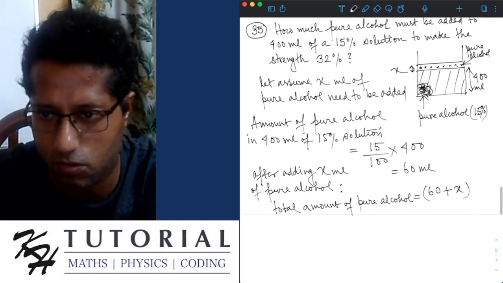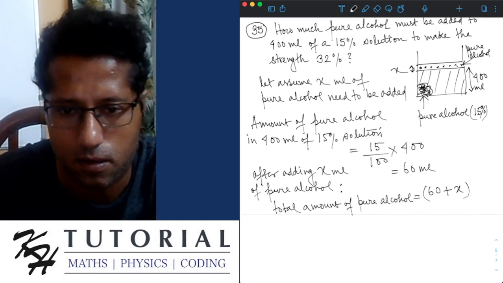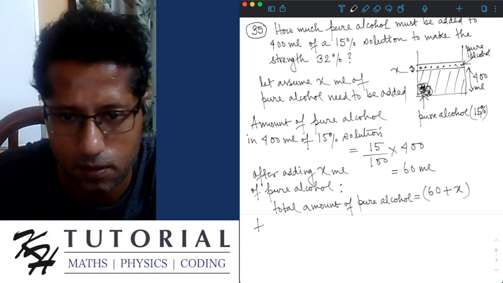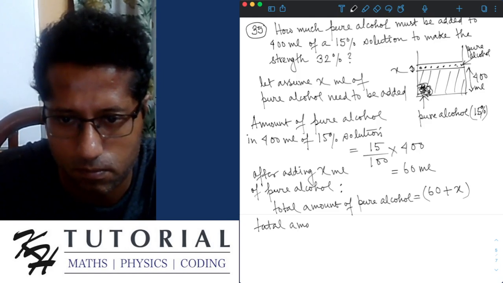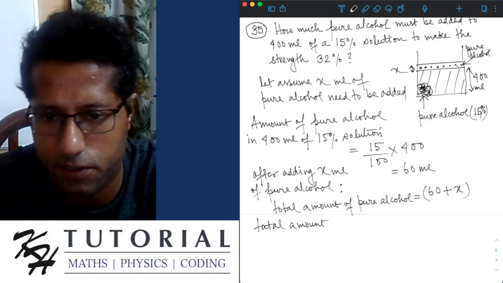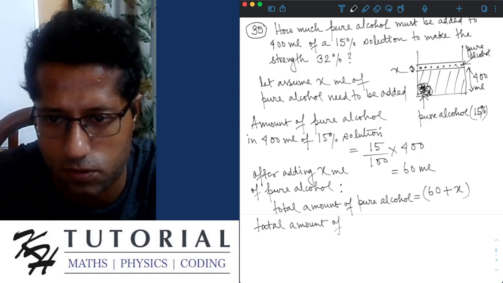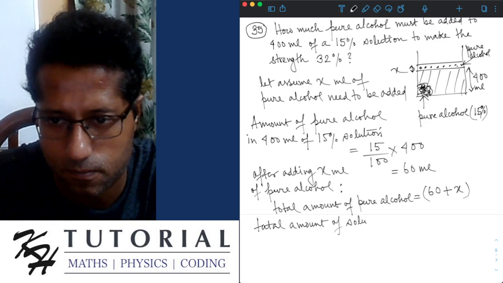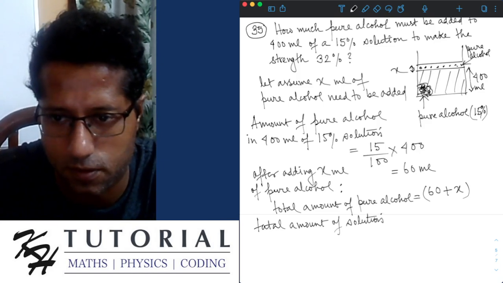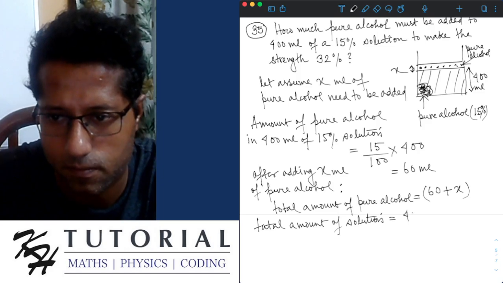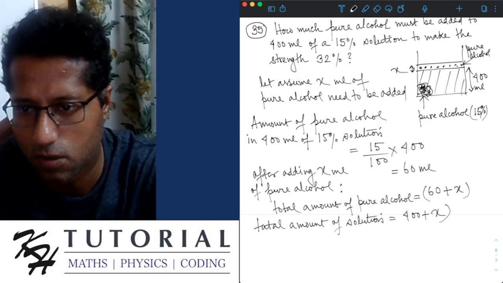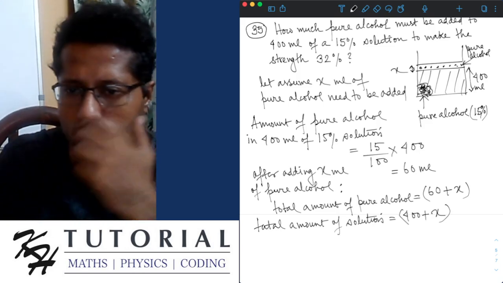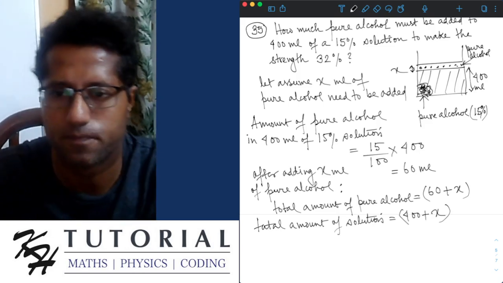The total amount of pure alcohol is this, and the total quantity of the solution, by quantity I mean ml, is 400 plus x, because in the 400 ml solution we have added x ml of pure alcohol. So the total quantity of the solution becomes 400 plus x.